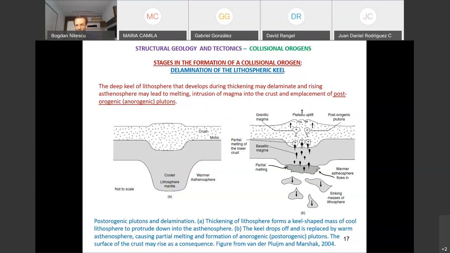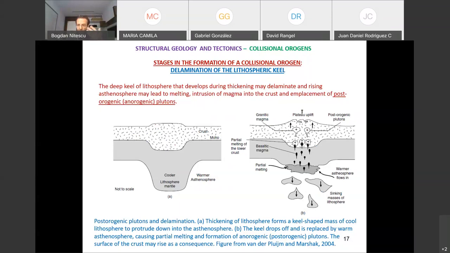You have rising asthenosphere here. Because it rises, it suffers a decompression, and this is another process that leads to partial melting. Again, a bit of petrology here. And because of this, you have melts, magma that penetrates the lithosphere and the crust and leads to magmatism.